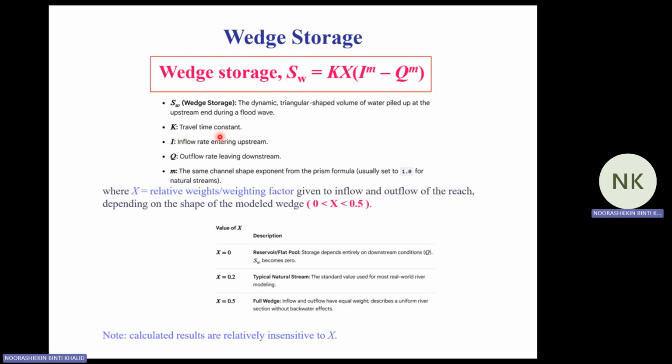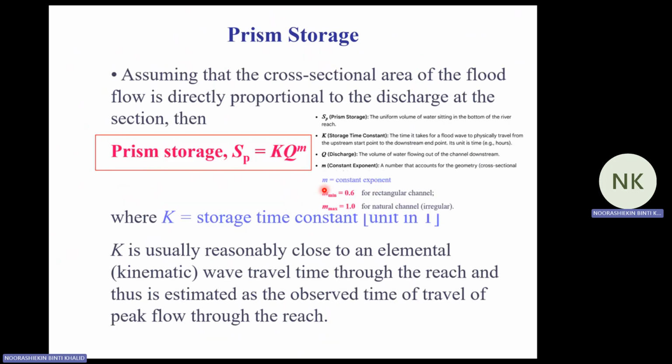So K is the travel time constant. I is the inflow rate entering upstream, and Q is the outflow. M is the same channel shape. M is equal to this one.